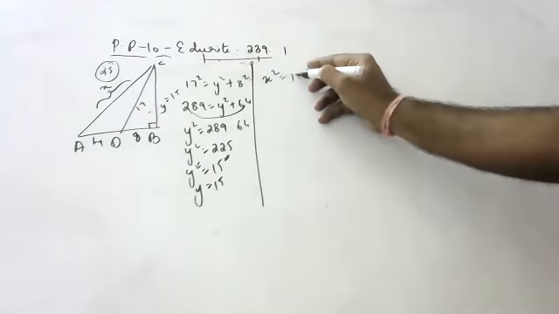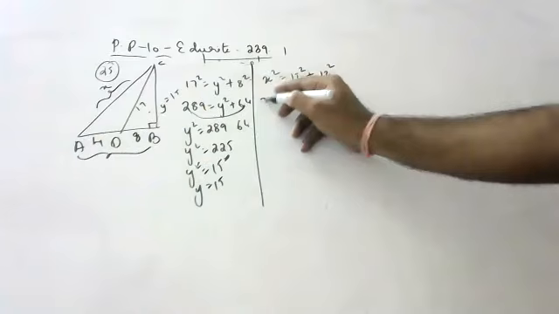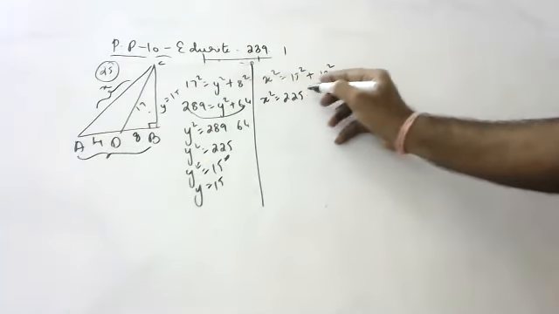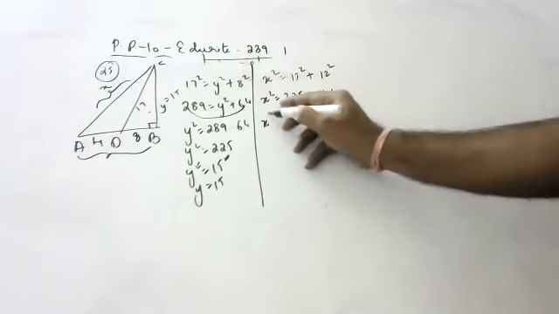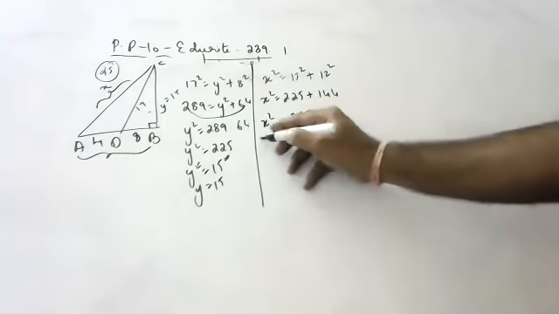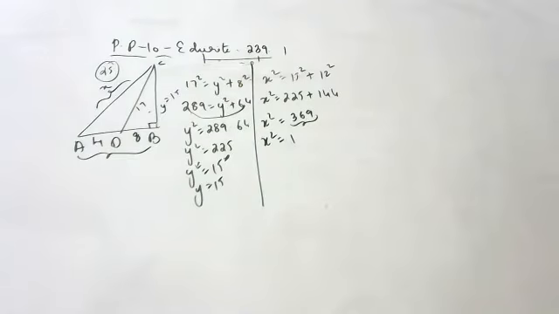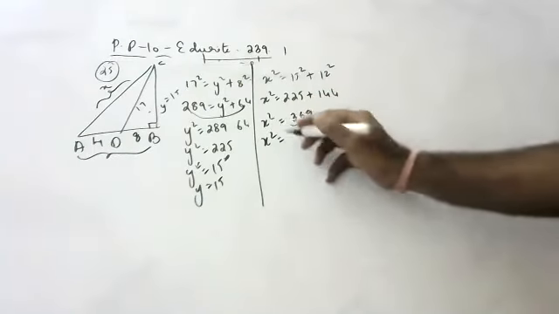X square is equal to 15 square plus 12 square. How much is 225 plus 144? 369. X square is equal to 369, so x is equal to root 369.